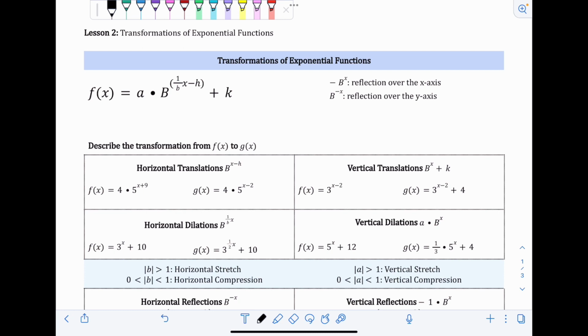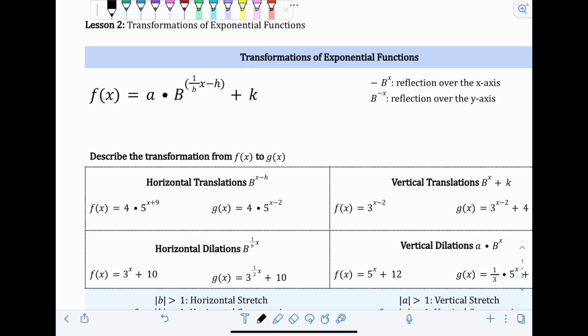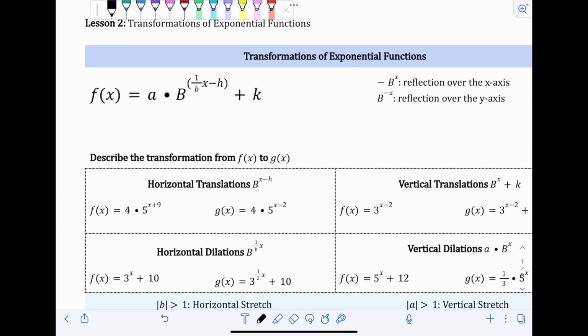Our base or our parent function is just different. This time it's going to be an exponential. So f of x equals a times b raised to the 1 over b x minus h plus k. The one thing I will point out is that, yes, there's two different b's. The uppercase B is going to be the base of the exponential, and that can vary based on the problem. The lowercase b is going to be the horizontal dilation, kind of like what we studied all year.